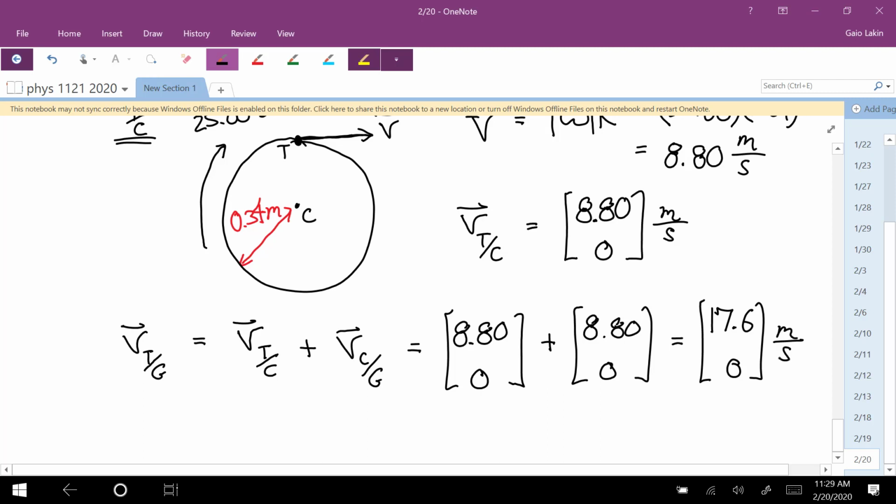So in rolling problems, the point that's instantaneously at the top of the wheel is always going in the same direction as the center and twice as fast. But you should be able to do that calculation. Okay.